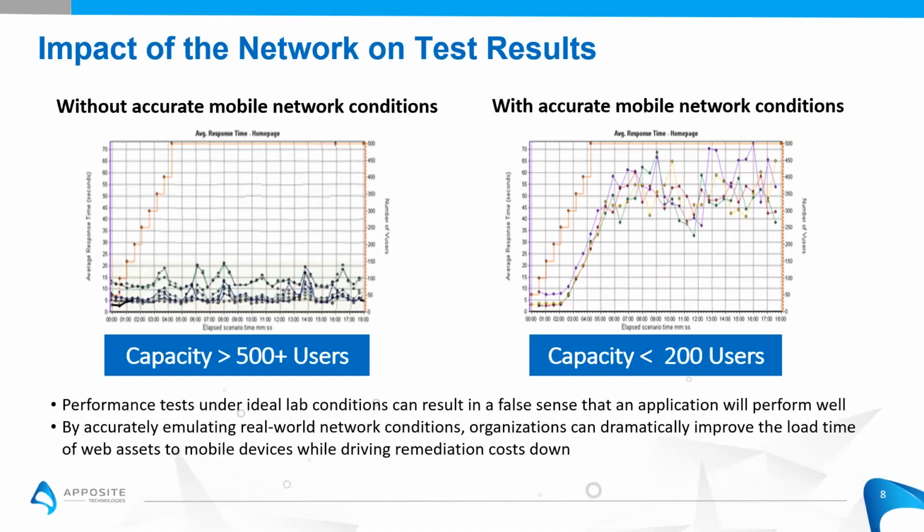The lesson here is you cannot test without applying real world conditions. There are two things you should know about your network application or your homepage in this example: where you perform best and where your failure point is.